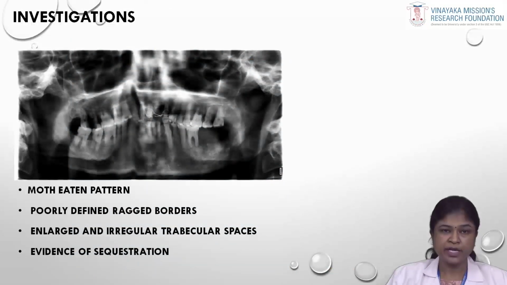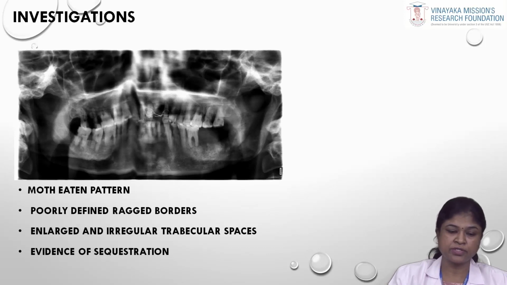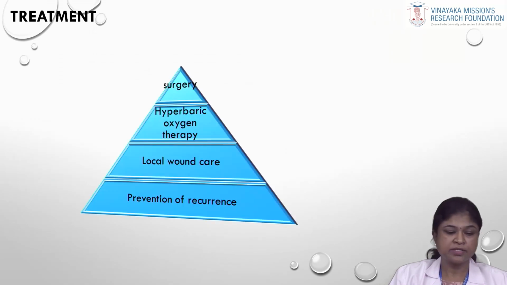So going on to the investigations of osteoradionecrosis, there is a typical representation, which is the moth-eaten appearance, where you will have mixed radio-opacities and radiolucencies with poorly defined ragged borders. There may be enlarged and irregular trabecular spaces and evidence of sequestrum. Sequestrum will appear as radio-opacities where you have irregular borders of the bone. Osteoradionecrosis is treated with the following: prevention of recurrence, local wound care, hyperbaric oxygen therapy, and finally surgery.